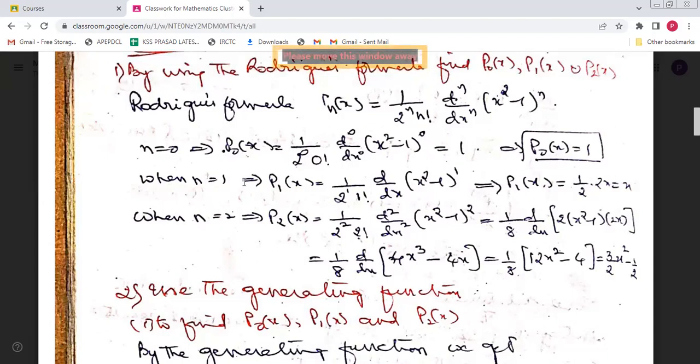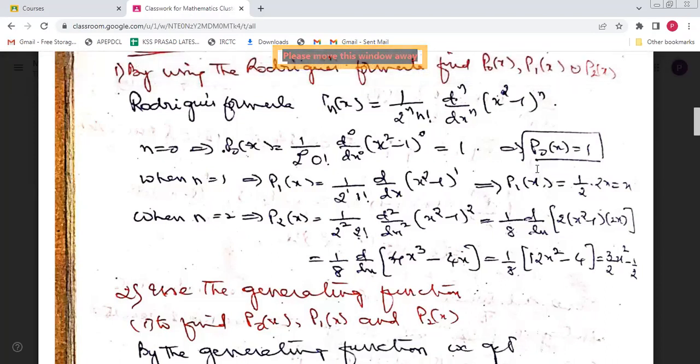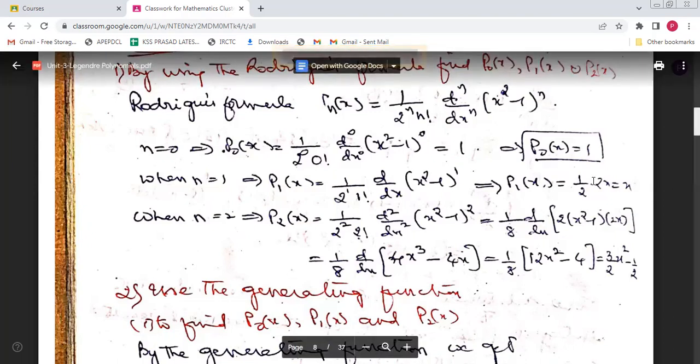When n equal to 1, P1 of x equal to 1 by 2 power 1 into 1 factorial into d by dx of x square minus 1 whole power 1. So once again, P1 of x equal to 1 by 2. And what is the derivative of x square minus 1? 2x. So 1 by 2 into 2x, that becomes x only.